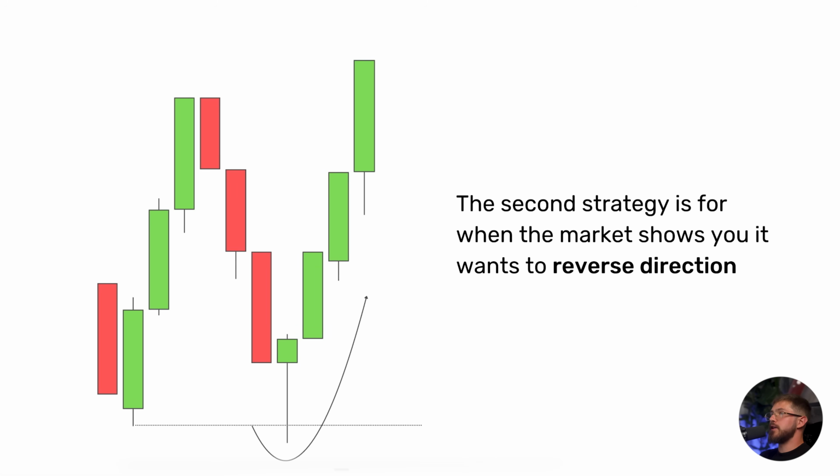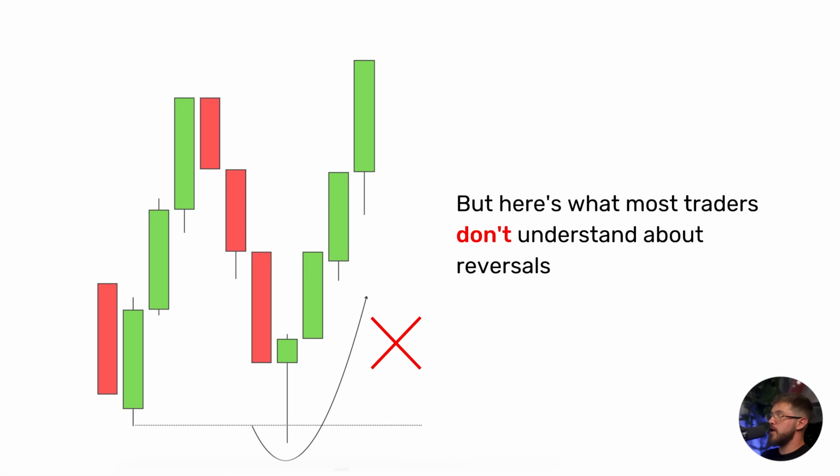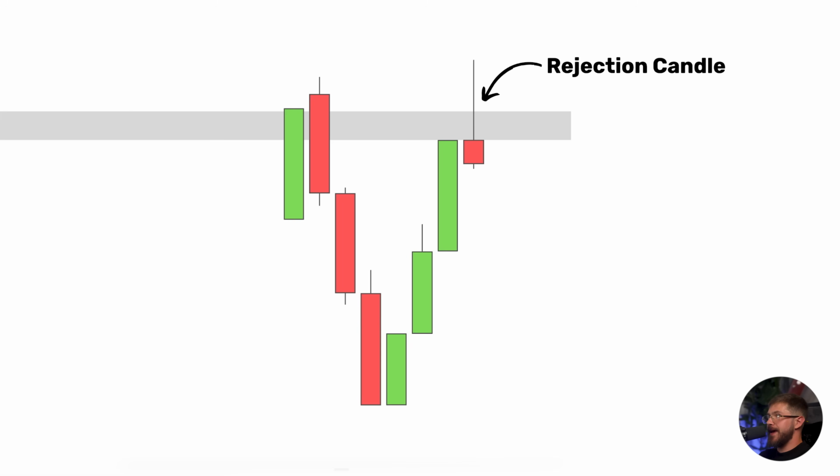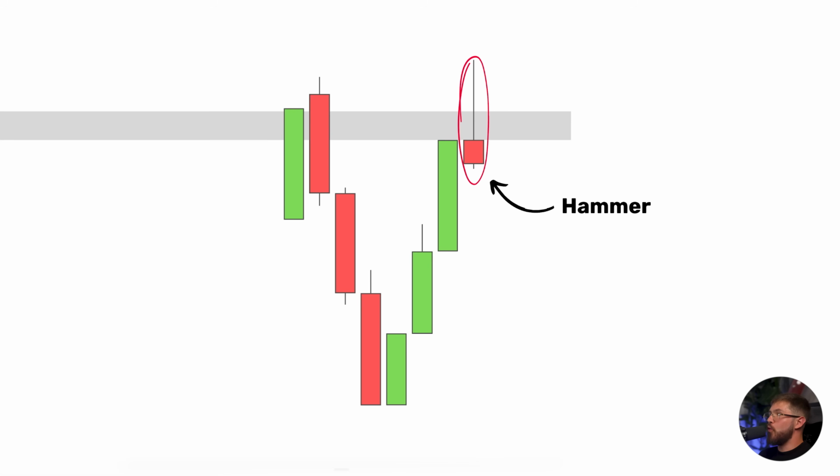This is for when the market shows you that it wants to reverse. And this is built on those multi-candlestick reversal patterns that I taught you earlier. But here is what most traders don't understand about reversals. They think every single rejection candle is a reversal signal. They see one inverted hammer at some random level and think, it's time to sell. But that's just not how professional traders operate.